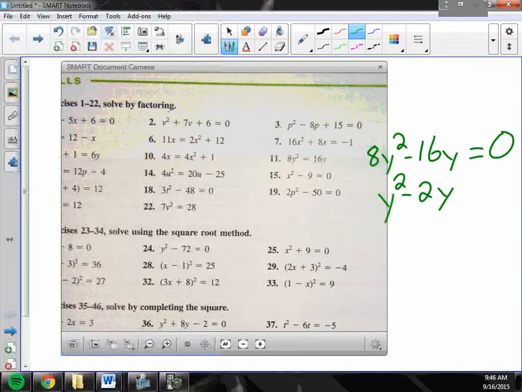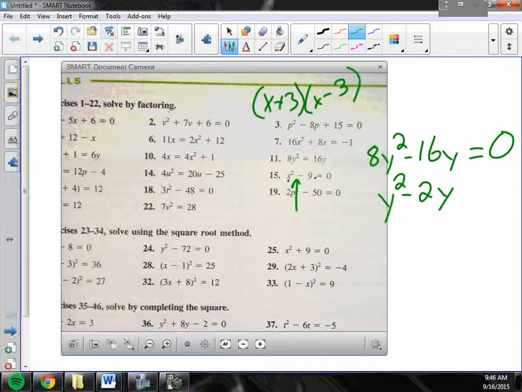So instead of dividing by y, what's that? Is this a difference of perfect squares? No. Is 2y a perfect square? So you're looking at number 15. How would you do 15? X plus 3, x minus 3, and that works because x squared is a perfect square and 9 is a perfect square, and there's a subtraction. So you're overlooking a really easy step here.